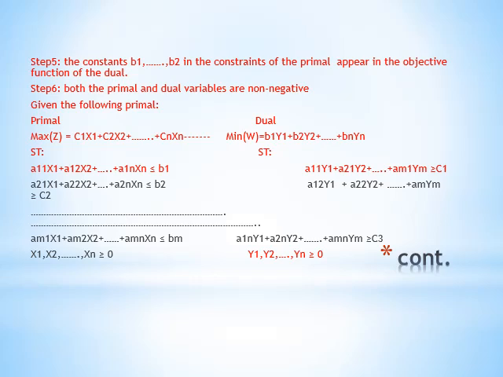So these are the components of the objective function of the dual: Y instead of X, B1, B2, Bn instead of C1, C2, Cn. Z becomes W, Y instead of X, and B1 instead of C1. Okay. Let's move to the contents of the constraints.